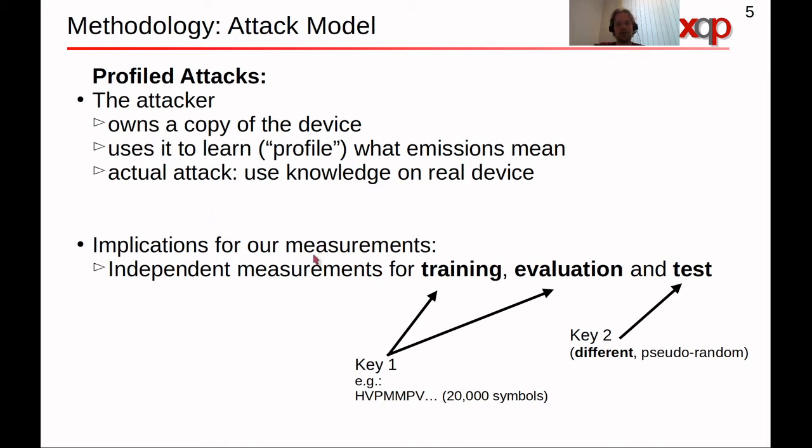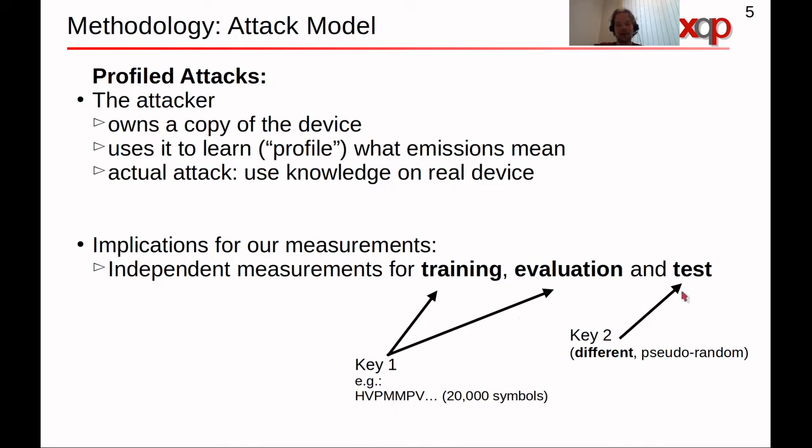And for our measurements, this implies, coincidentally, the standard approach used in machine learning for such problems, which means that we have independent measurements for training and evaluation data, which is the data that the attacker uses to profile the device. Training data is used to train the neural network in our case. Evaluation data is used to look if the training is going well. And this is done using key number 1, which is a pseudo-random sequence of 20,000 symbols. The attacker would also be able to change this to a non-pseudo-random sequence, whatever the attacker likes, but we didn't find any advantage in doing that.